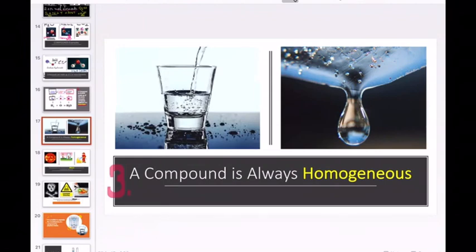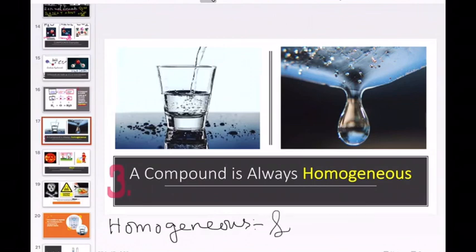Third property. It says a compound is always homogeneous. What do you mean by the word homogeneous? Homogeneous means similar type, same type. Let me write the word here. What is the meaning of homogeneous? Means same or similar.